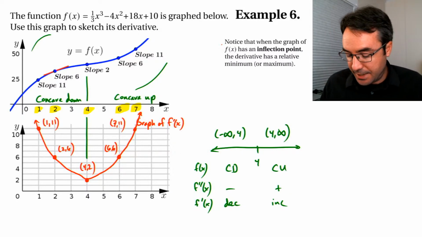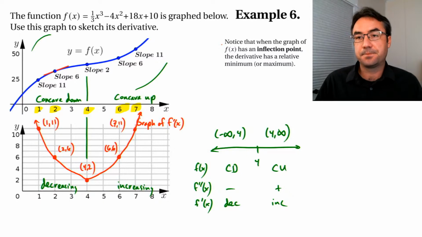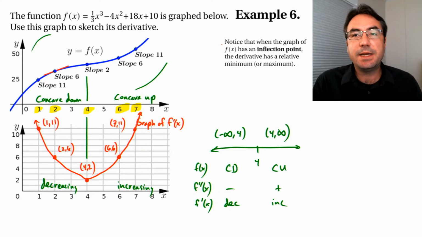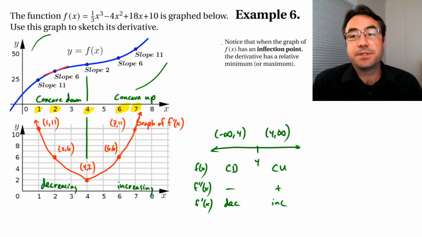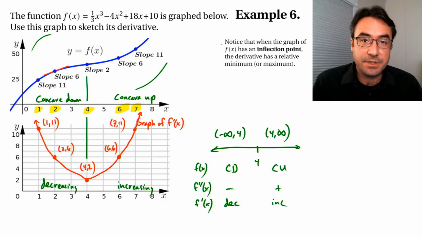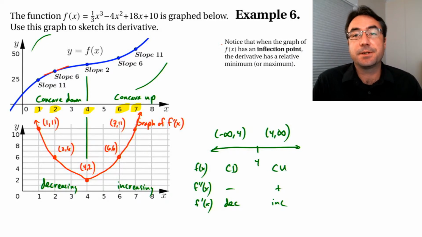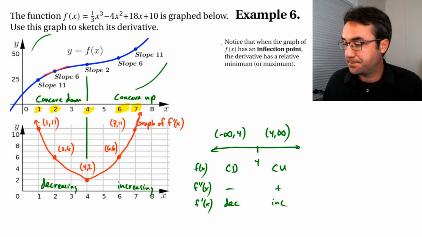On the left side, our sketch of f prime is decreasing, and then on the right side, it's increasing. So just by identifying the shape of our function, that also tells us information about f prime, if f prime is decreasing or increasing. And we just point out here that our original graph of f of x has an inflection point at x equals 4.